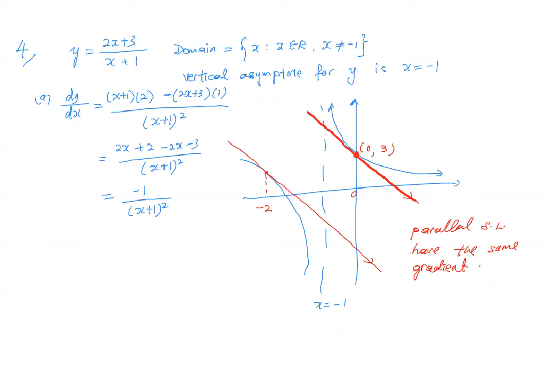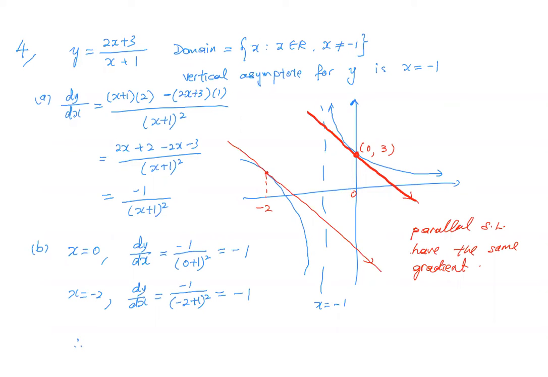Okay, so now to prove for part B, I will say when x equals 0, I find dy/dx. I have -1 over (0 plus 1) squared, I got -1. When x equals -2, I also find dy/dx: -1 over (-2 plus 1) squared, so it's also equal to -1. So therefore, I show they are parallel.